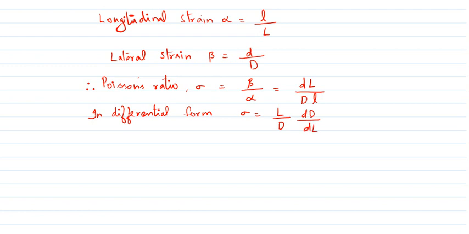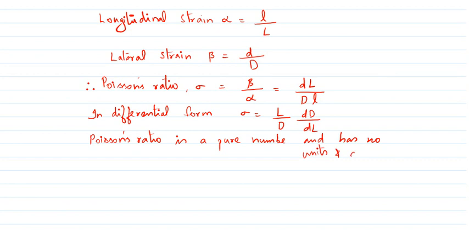Poisson's ratio is a pure number and has no units and dimensions. There is no unit, it's a ratio, so there is no unit for Poisson's ratio.